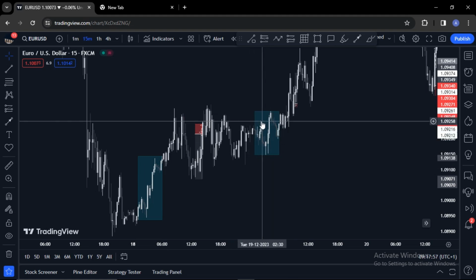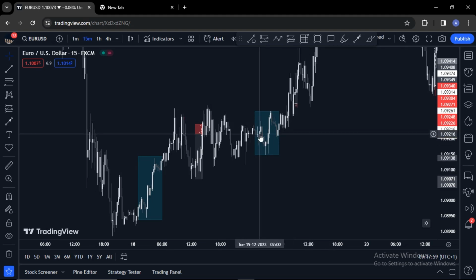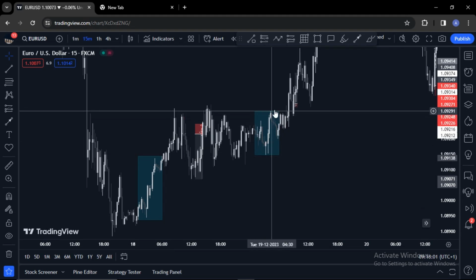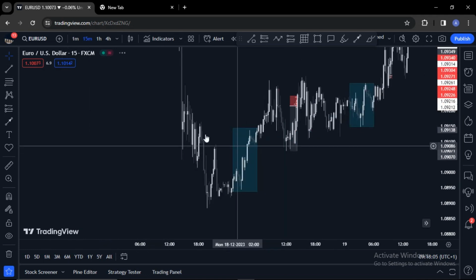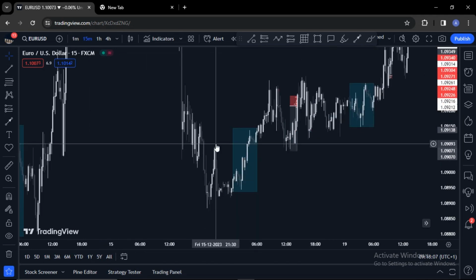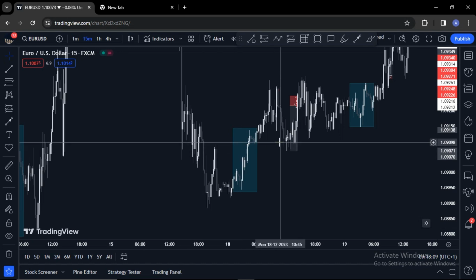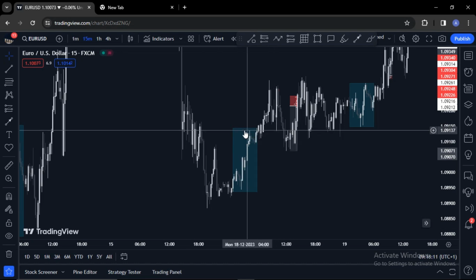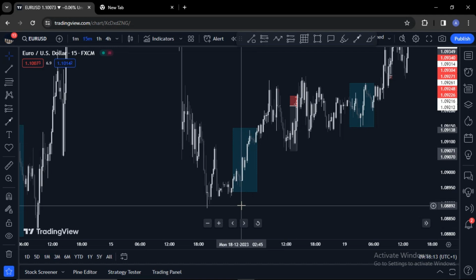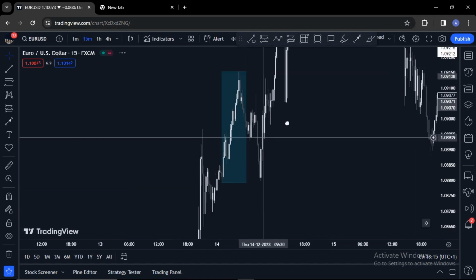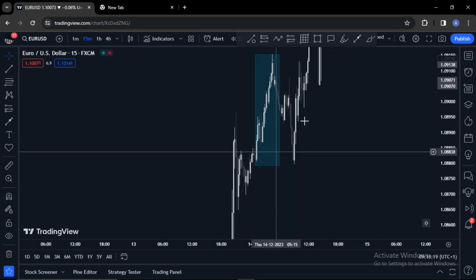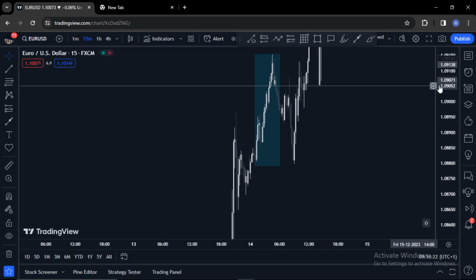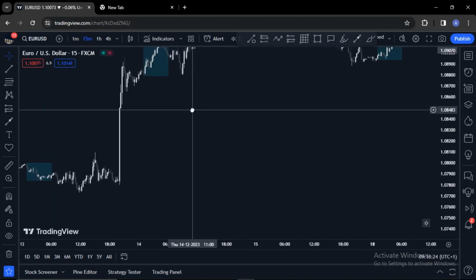So if I have a very clean stop raid like this, I don't need to see the high or the low of the Asian range get taken out. In this case, similar thing. This is a swing high, and the swing high gets taken. It is a stop raid, so I don't need to wait for the high or low of the Asian session to get taken out. So that's how it is. At times, also a very clean one here. A stop raid, I don't need to see the high or low of the Asian range get taken out, and that's how I do it.